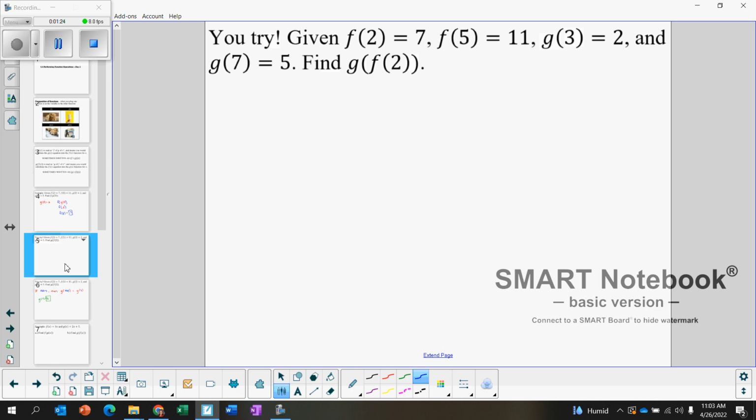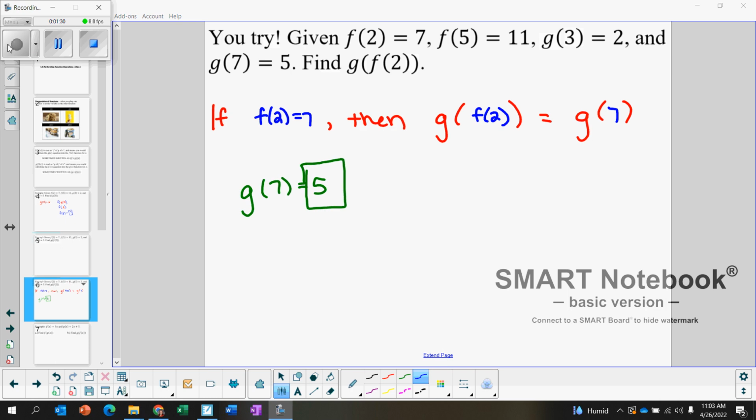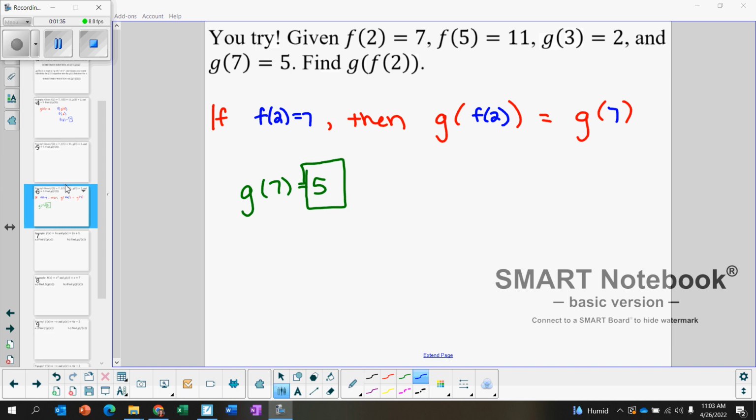So you go ahead and try this one. You could pause it, and then you can check your answer. All right, so you notice here, our answer would be 5.